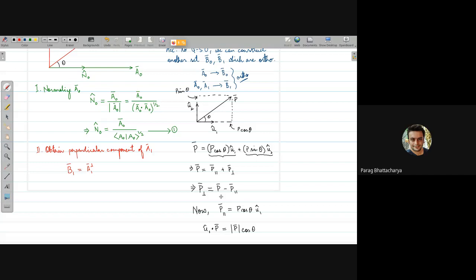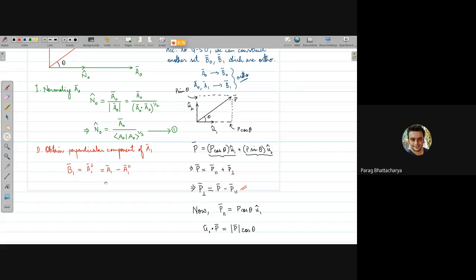Now how do you get a1 perpendicular? How do you get the perpendicular component? You get the perpendicular component by taking the original vector and subtracting the parallel component. The original vector is a1. I'm using this formula. The original vector is a1, and from there I'm subtracting the parallel component of a1.